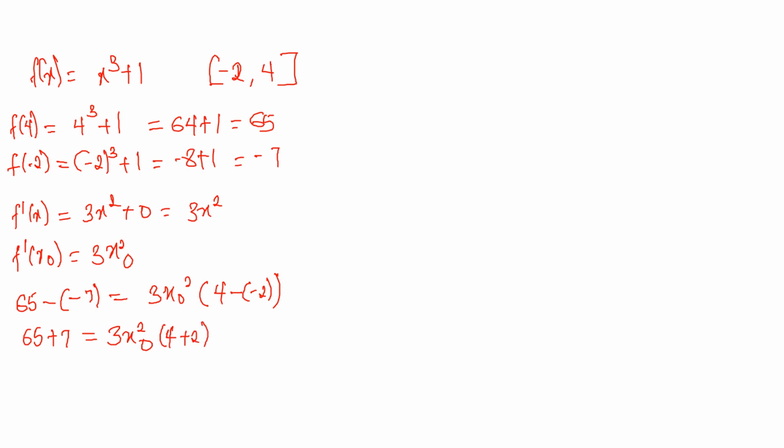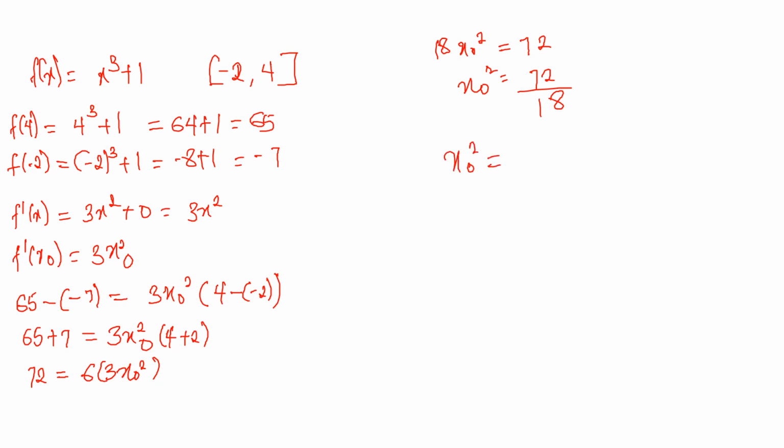Then you have 72 is equal to 6 into 3x naught squared. Therefore we are going to have 18x naught squared is equal to 72. Then x naught squared is equal to 72 divided by 18, so x naught squared will be equal to 4. X naught is equal to 2 when you take the square root on both sides, and you discover that putting it in between the interval, minus 2 is less than x naught, which is 2, which is less than 4. Therefore it satisfies the mean value theorem.